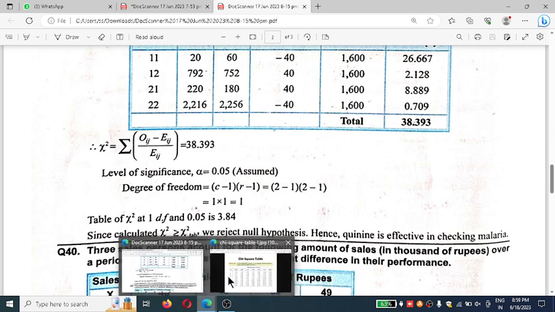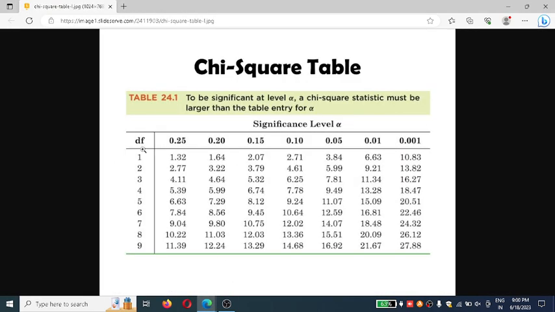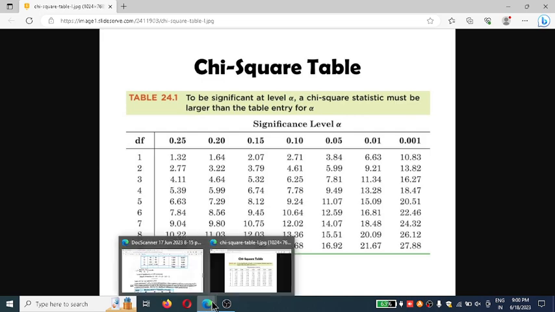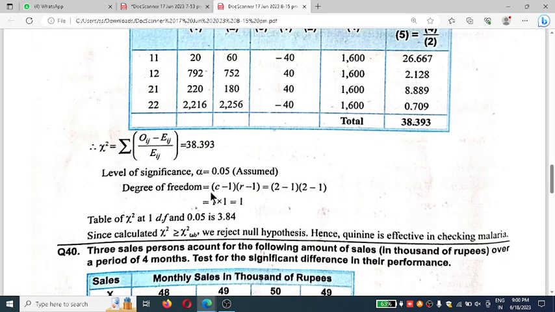Now we will see the table value. Degrees of freedom is 1 with 0.05, it is 3.84. This 3.84 is the table value. Then 3.84 is less than the calculated value. If the calculated value is more, you will reject H naught. That's why students, you are rejecting the null hypothesis. So that means hence quinine is effective in checking malaria.